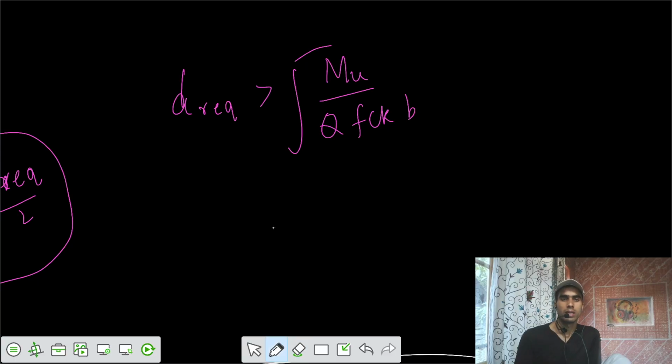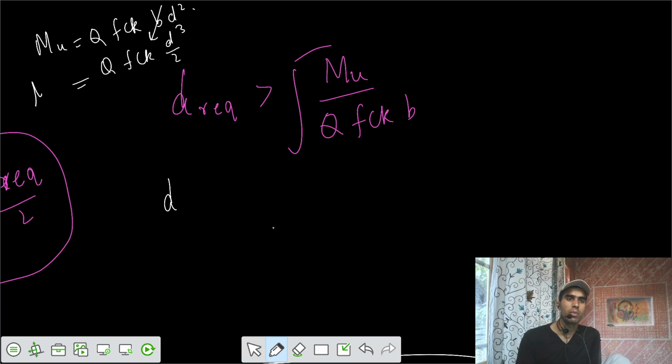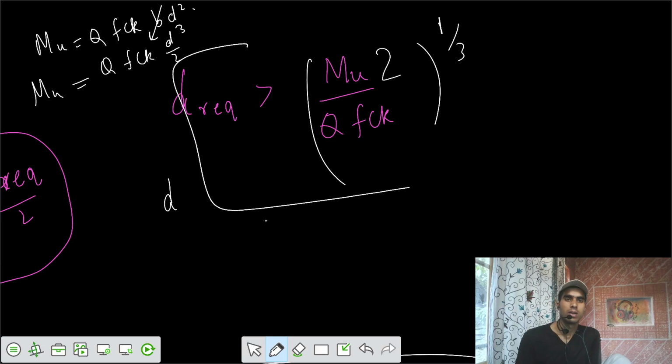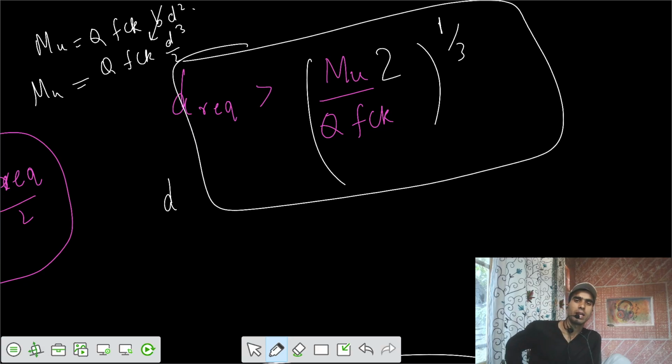So I would say D required, if I have the equation that Mu equals Q times fck b d square. Once I substitute the value of b as D by 2, I would get finally D cube by 2, and Q times fck equals Mu. So my equation would be: D required would be (2 Mu by Q fck) to the power 1 by 3. Do you agree with that? This is the equation we can have.